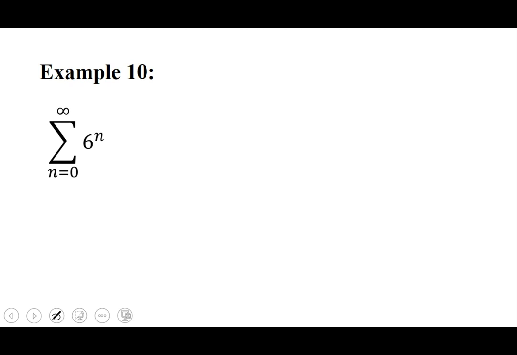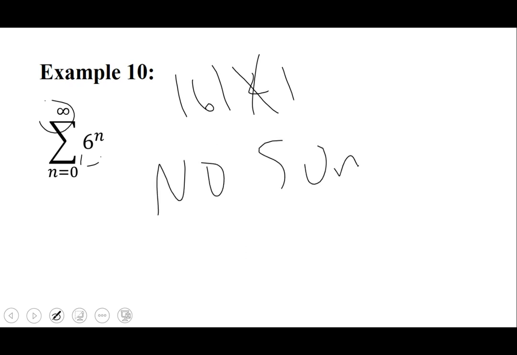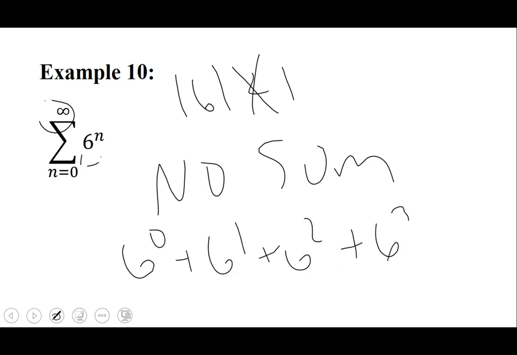Here in example 10, see the infinity. In order for this to work, you would have to verify that the absolute value of 6 is less than 1. Obviously, it is not. Because it is not, that means you are not able to find a sum for this problem. It just keeps getting bigger and bigger and bigger. 6 to the 0 plus 6 to the first plus 6 squared plus 6 cubed.